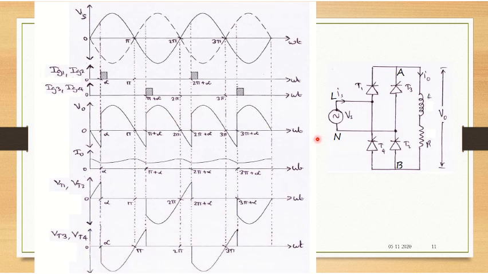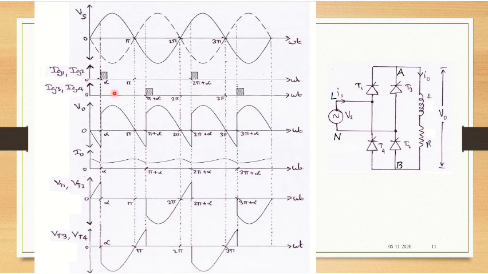Similar to the explanation I had done for R load, now in RL load what happens? In the positive cycle, similarly T1 and T2 will be conducting, and in the next half cycle T3 and T4 will be conducting depending on the triggering signal. The triggering signal will be given by the triggering circuit for T1 and T2 at instant alpha, and at instant pi plus alpha T3 and T4 will be turned on.